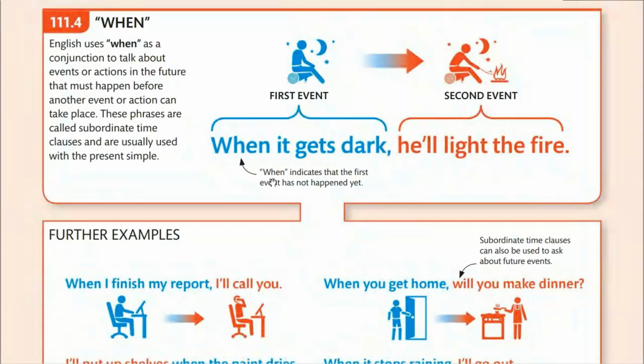These phrases are called subordinate time clauses and are used with simple present. They talk about events or actions in the future that must happen before another. When it gets dark, it will light the fire. When indicates the first event has not yet happened. So they talk about events in the future that must happen. That is, it wouldn't just light the fire because it wants to. It has to what? It has to get dark. So this is the future tense. When it gets dark, that must happen before it will light the what? The fire. Let's look at further examples.